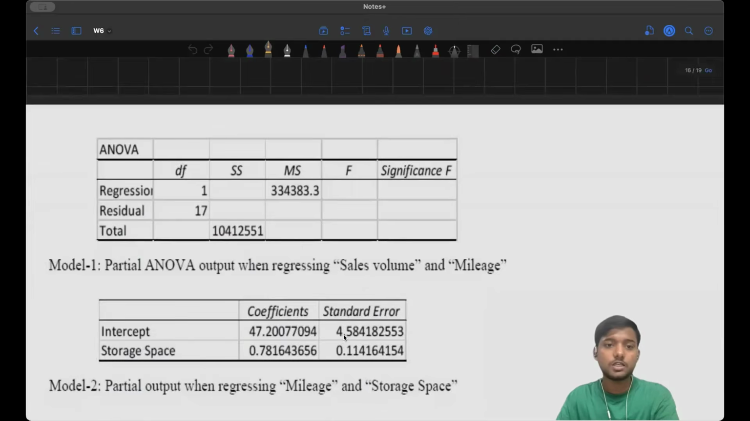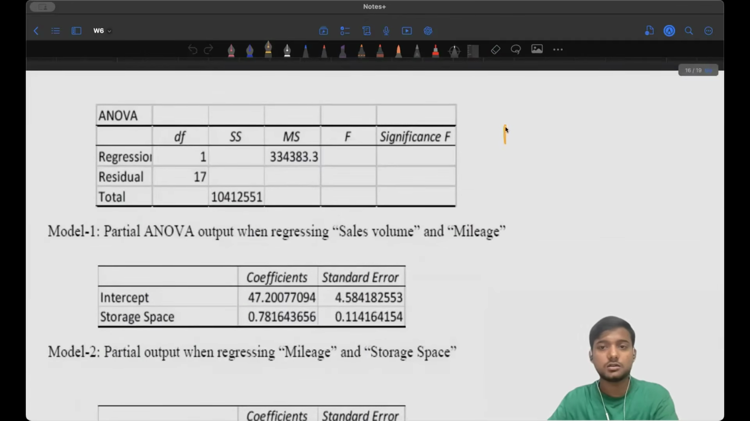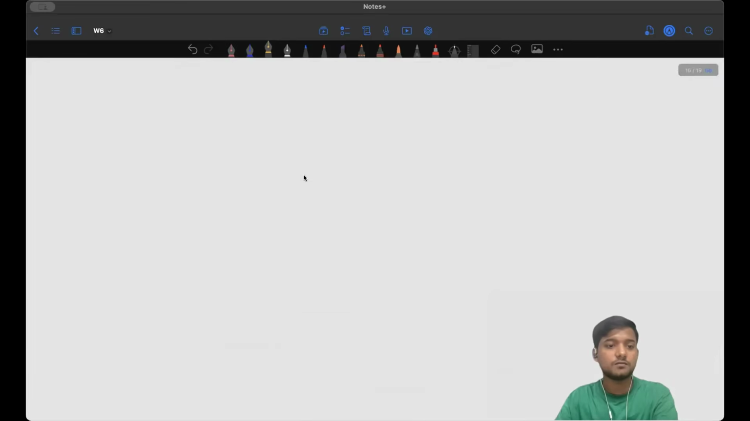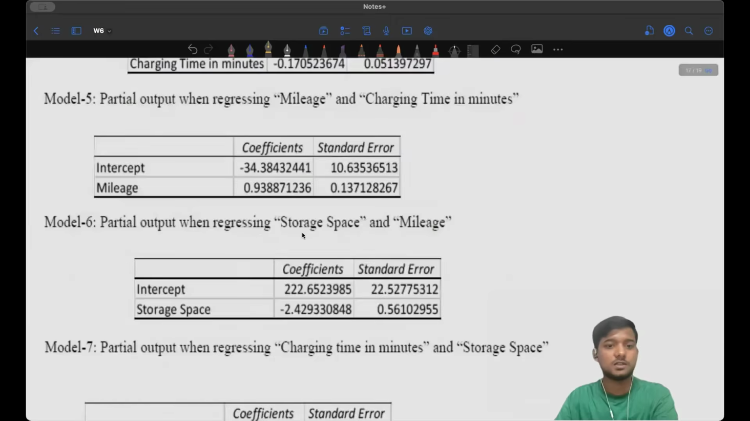Oh, so now coming to a very famous question. Search Milo Motor on discourse. I have explained this thing there as well, so I would also encourage you to search this on discourse: Milo Motor question. These are the 10 model outputs which were given.